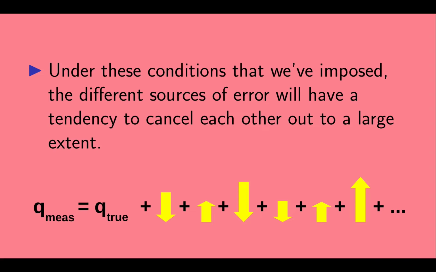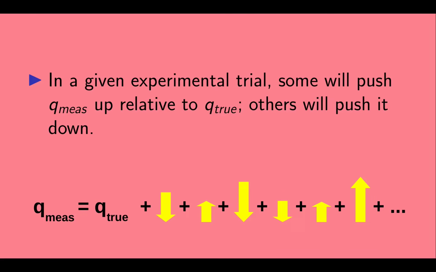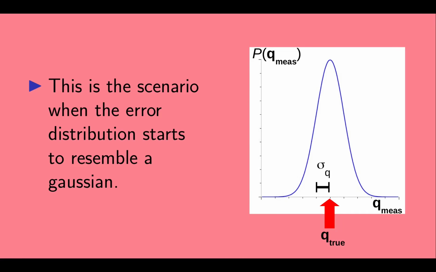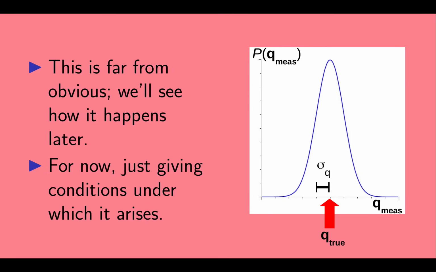Under these conditions that we've laid out, the different sources of error will have a tendency to cancel each other out to a large extent. In a given experimental trial, some will push Q measured up and some will push it down. This is the scenario where the error distribution starts to resemble a Gaussian. This is far from obvious. We'll see how it happens later. For now, we're just looking at the conditions under which the Gaussian behavior arises.